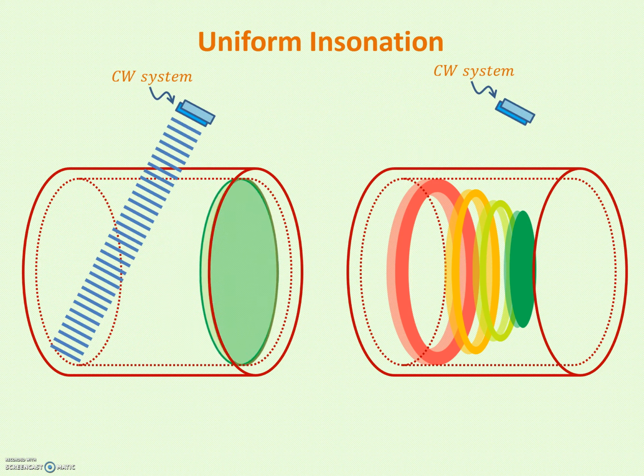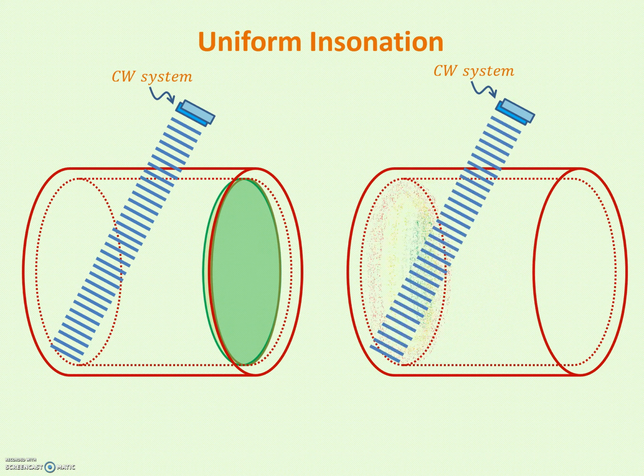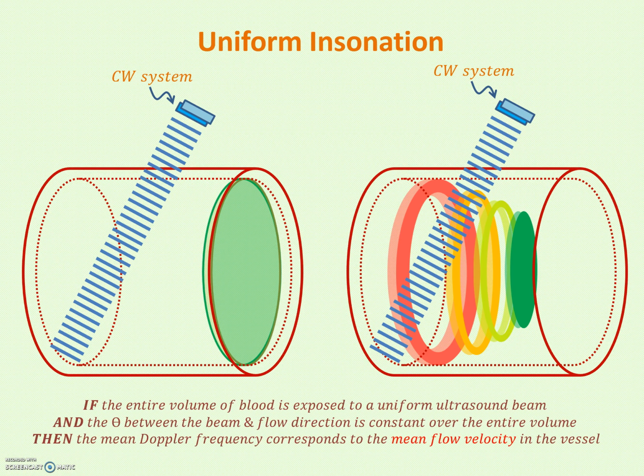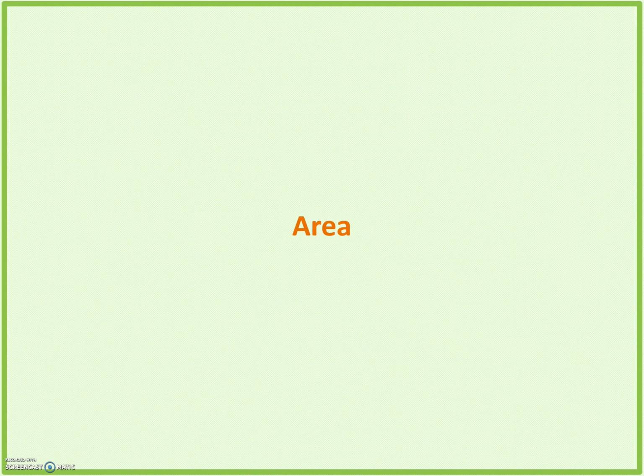It's quite different if you use a continuous wave system, right? The continuous wave would capture the same as the pulse wave in plug flow because they're all moving at the same velocity. But in a parabolic flow profile, a continuous wave system will actually insonate all of the different velocities, and you'll be able to assess the whole frequency per amplitude spectrum and do that centroid calculation. So if the entire volume of blood is exposed to a uniform ultrasound beam and theta, the angle between the beam and flow, is constant over the entire volume, then the mean Doppler frequency corresponds to the mean flow velocity in the vessel. And so this is really the metric you should be using when you're calculating volume or flow in an artery with less than plug flow.